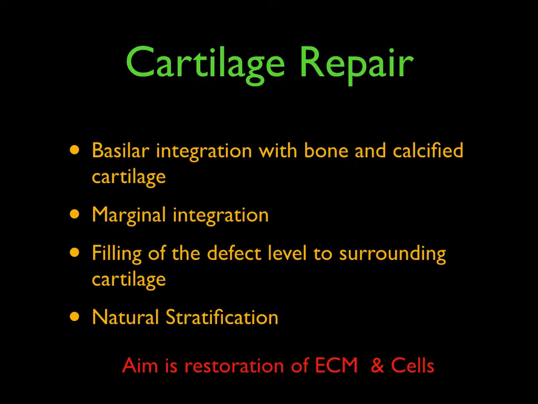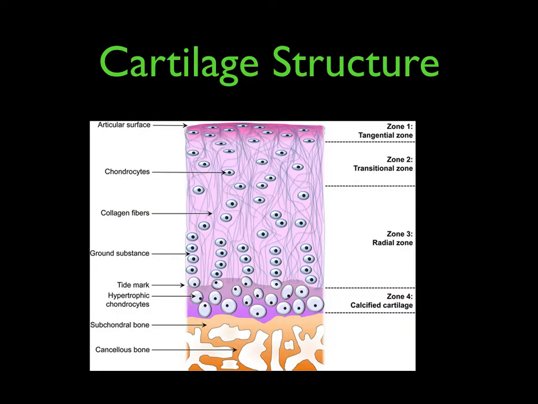When we look at cartilage repair and what the options are, we need a few things. We need basilar integration with bone and calcified cartilage. We need integration on the sides, which is the marginal integration. We need the defect to be filled, and ultimately we need the cartilage to be stratified in something of this form. So we need healing from down, healing from the side, the adequate gap to be filled, and ultimately some kind of structure to form.